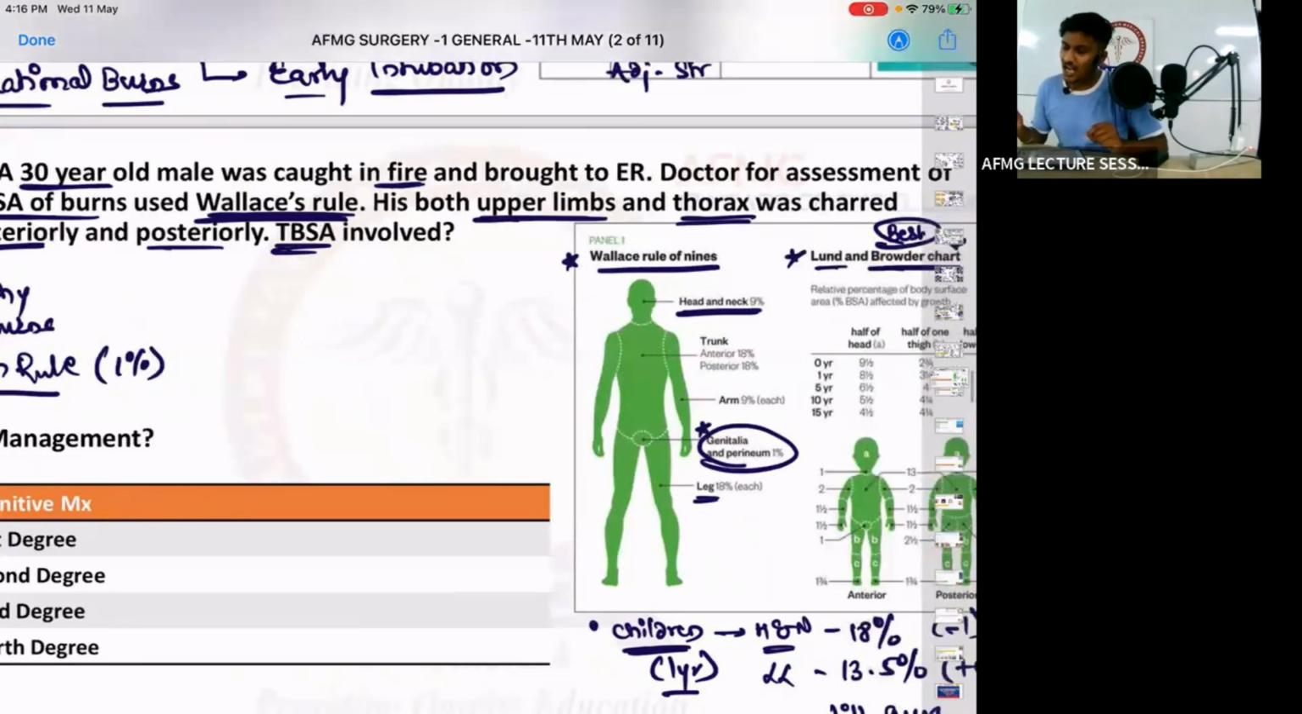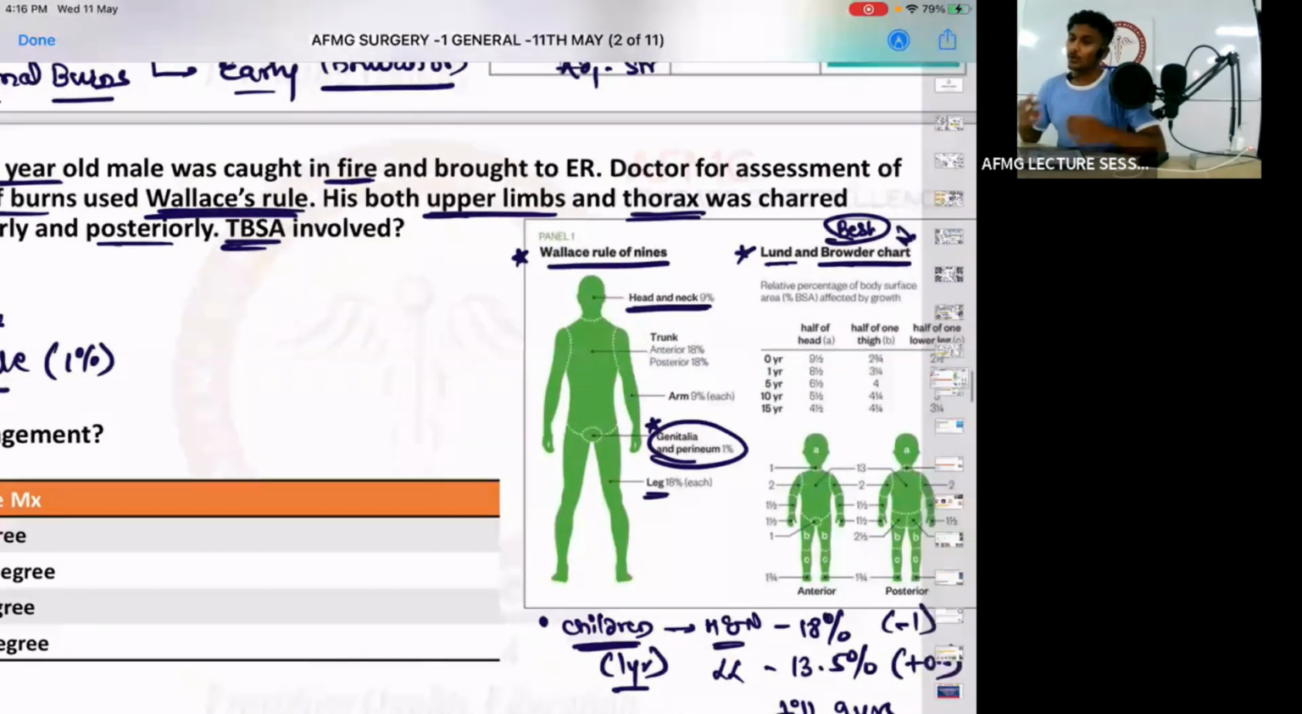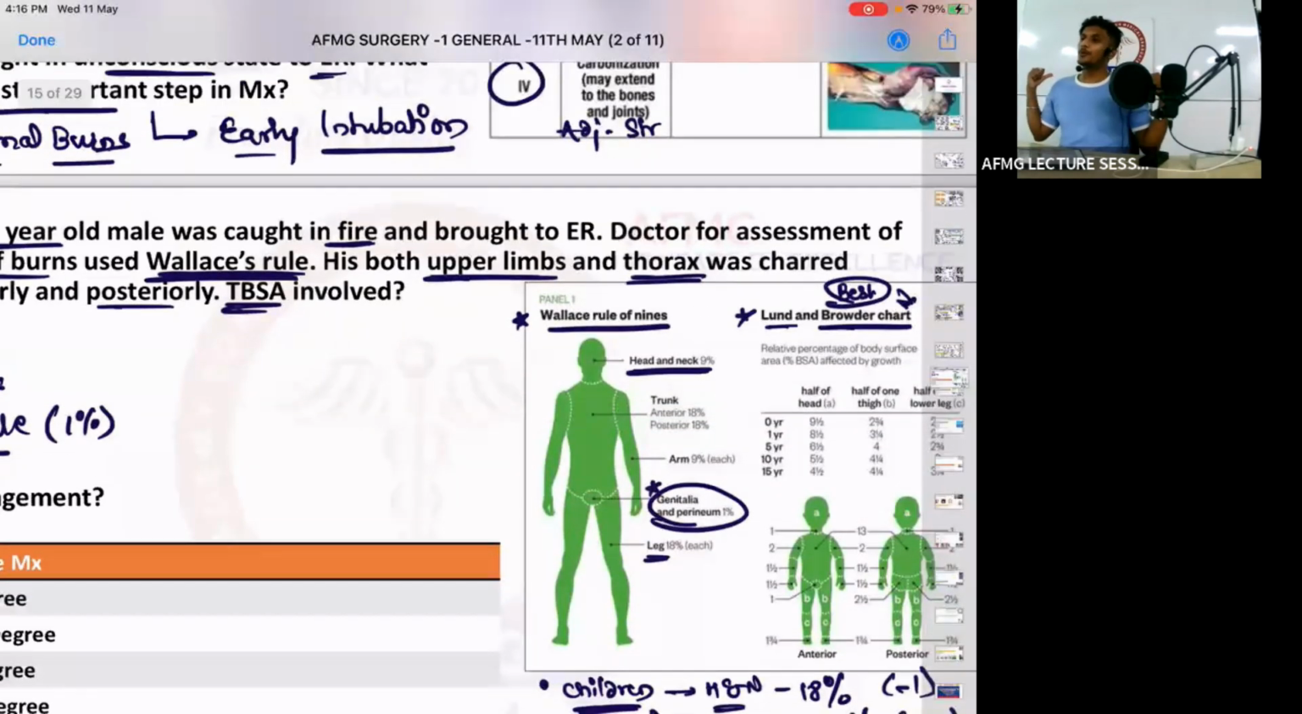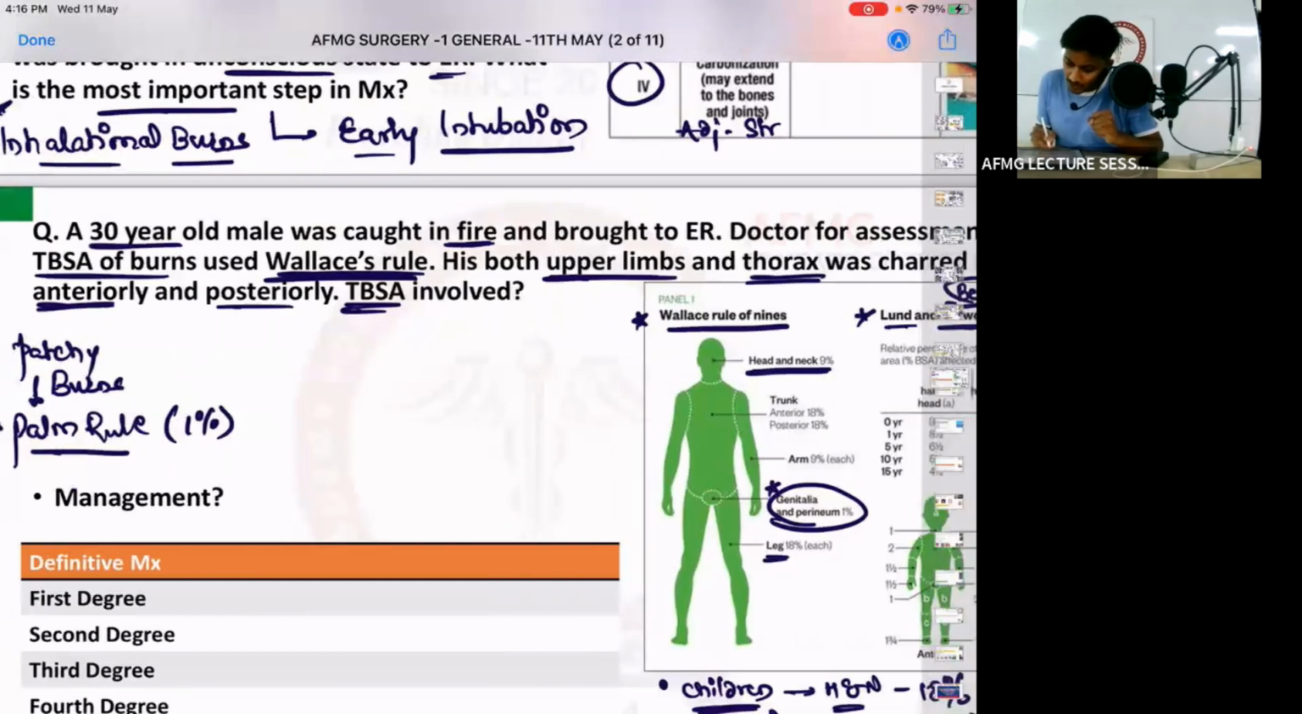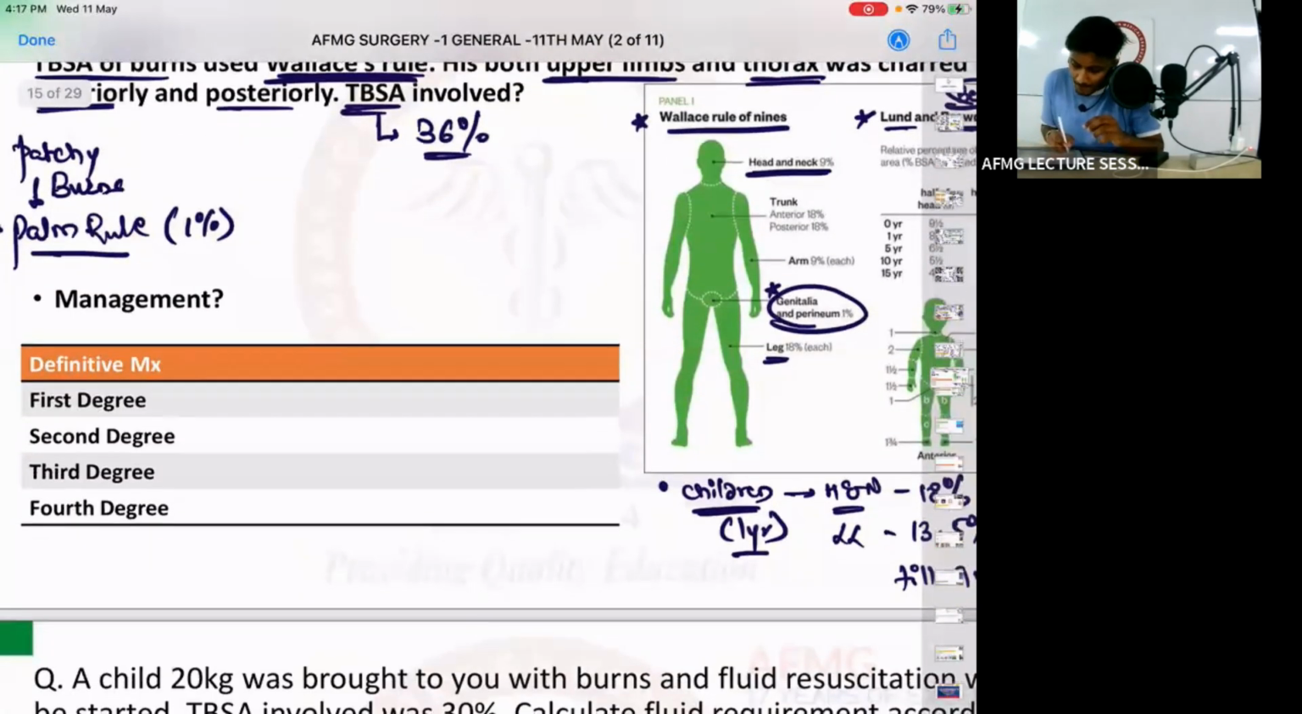Now here please let me know the answer. Both upper limbs are charred. That means 9 plus 9, 18%. Thorax was charred anteriorly, plus 9%, and it was also charred posteriorly, plus 9%. 9 for the 36. So the total body surface area involved would be 36%. No issues with this.